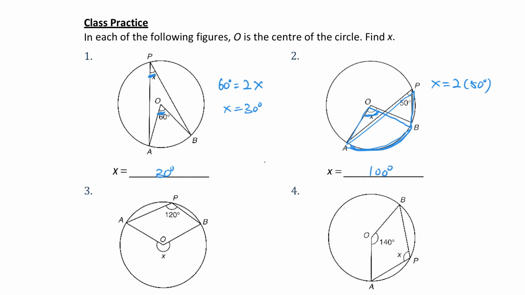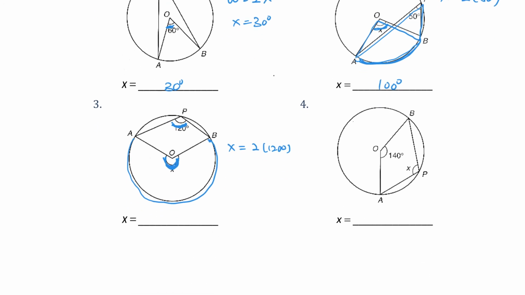Okay, same idea. This is the angle at circumference subtended by the major arc AB. So this is the corresponding angle at center. So angle at center is twice angle at circumference. So x is equal to 240.